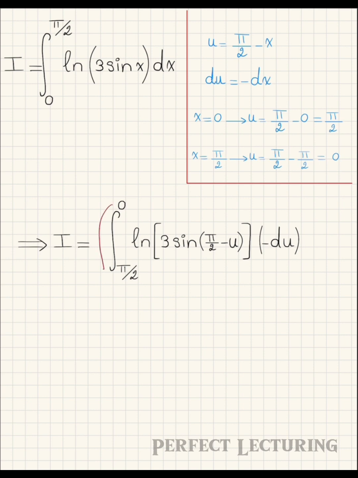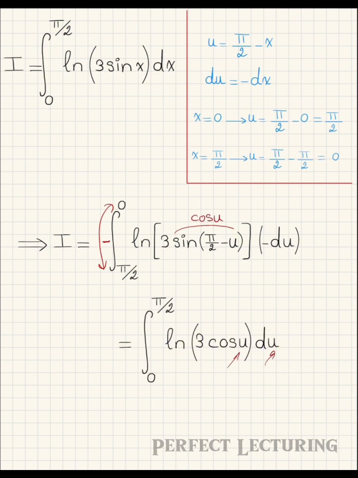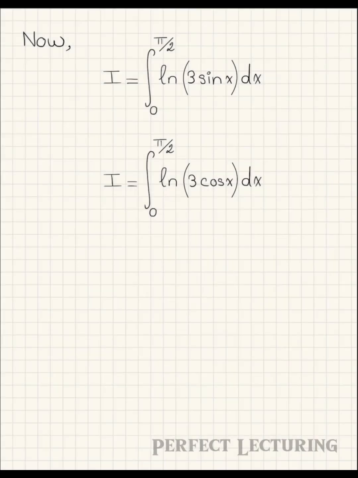Now here I want to interchange the boundaries, but of course I have to multiply by minus after that. One more thing I want to do here is I'm going to replace sine of pi over 2 minus u with cosine of u. And this is how I looks like now. Of course, we can replace the u by x or t or any other letter. This is called the dummy variable. So now I is equal to this integral as well as this.